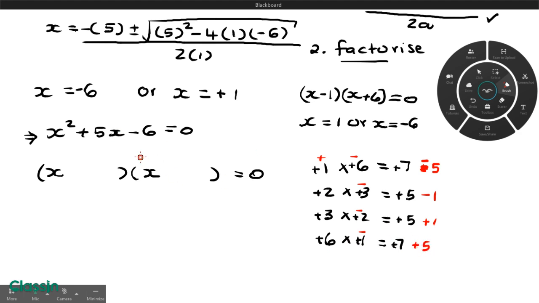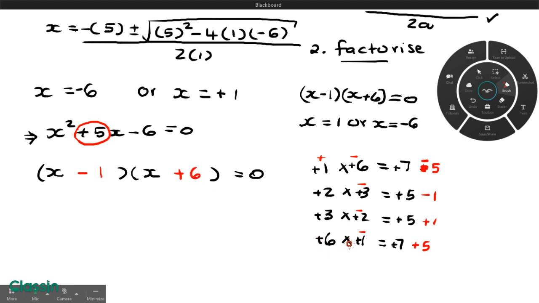So here we are going to check what our middle term is. Our middle term is positive 5. So now we are going to check which values we changed so that we get positive 5. We took plus 6 and negative 1. So in this case, you're going to put negative 1 here, and you're going to put positive 6 there.